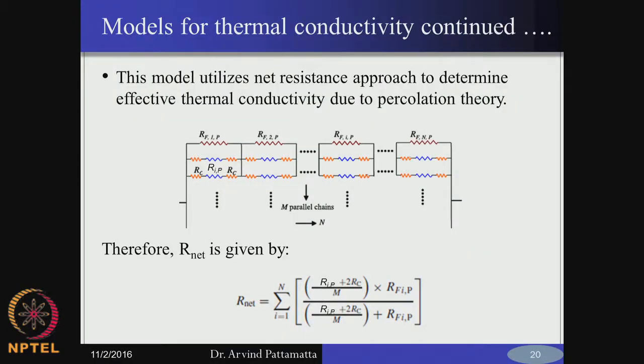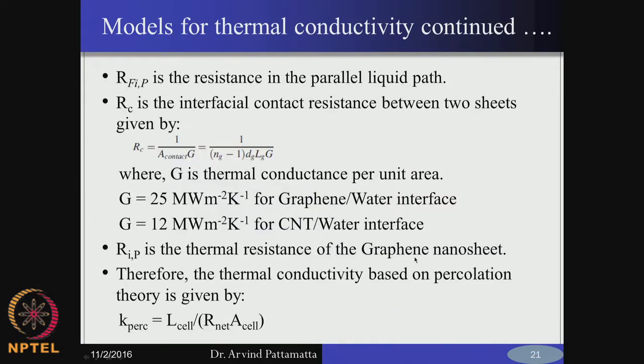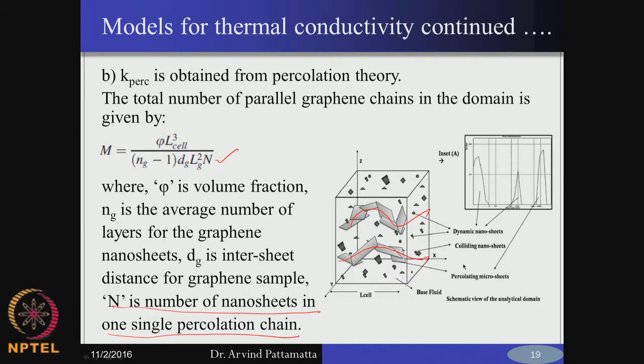So, now you can draw a resistance network analogy for the thermal resistance. That means, what are all the resistances acting? If you are talking about heat conduction through one chain, this is all in series, right. So, through one chain this is in series.